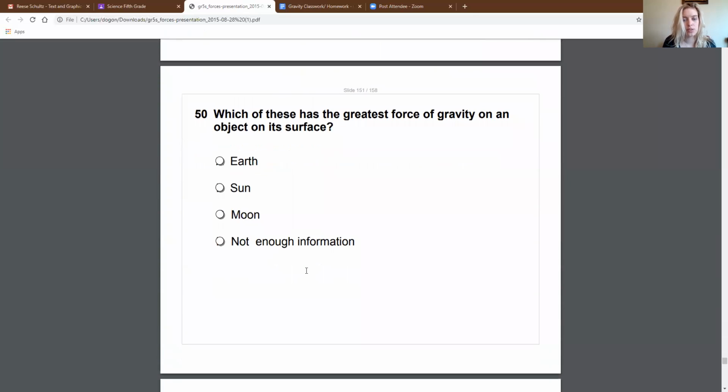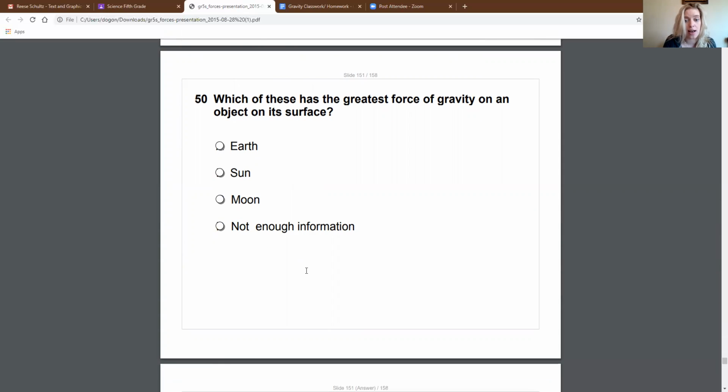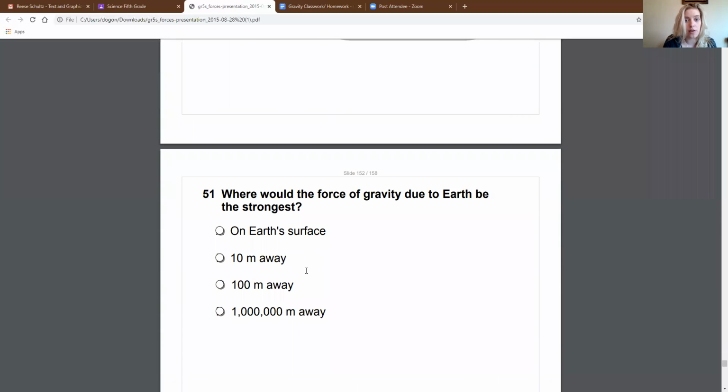All right, let's go through these questions. Which of these has the greatest force of gravity on an object on its surface? The Earth, Sun, Moon, not enough information. So which of these has the greatest force of gravity? Okay, well, we know that gravity doesn't exist anywhere else but in space, okay, as we know it. So we would say the Earth. The Earth has the greatest force of gravity.